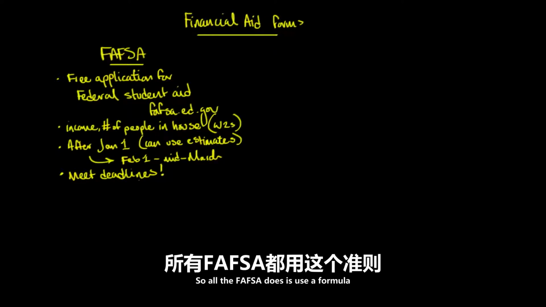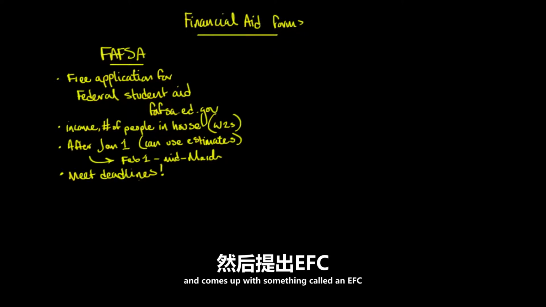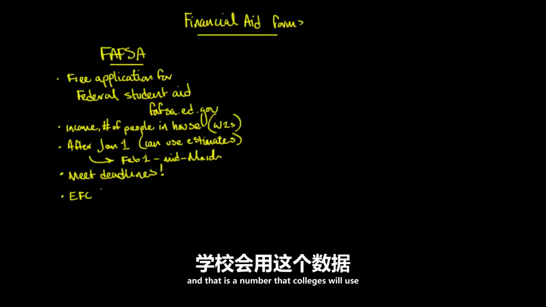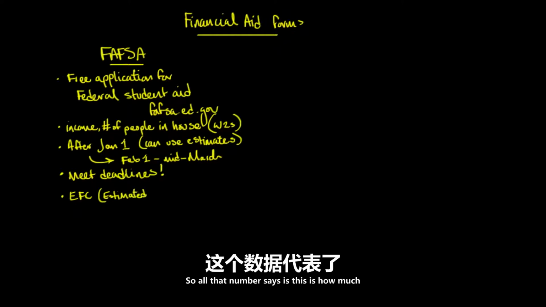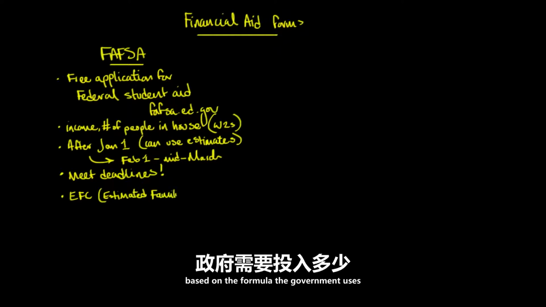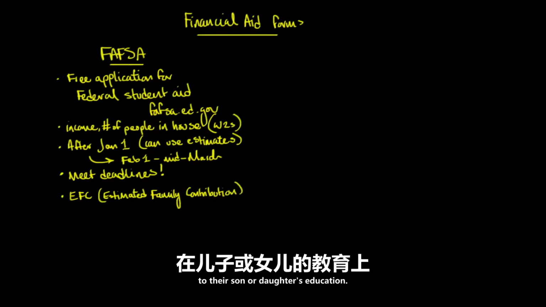So all that the FAFSA does is use a formula that sort of crunches your family's resources and comes up with something called an EFC, an estimated family contribution. And that is a number that colleges will use to help them put together a financial aid package. So all that number says is, based on the formulas that the government uses, how much they think the family can contribute to their son or daughter's education.